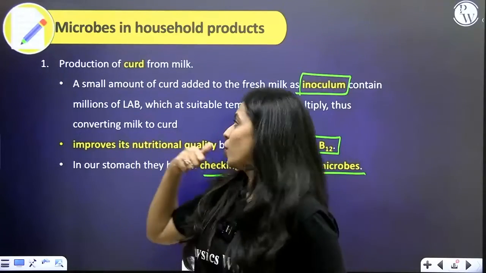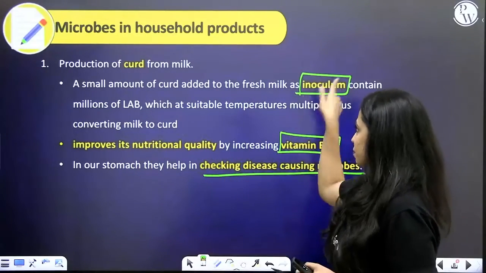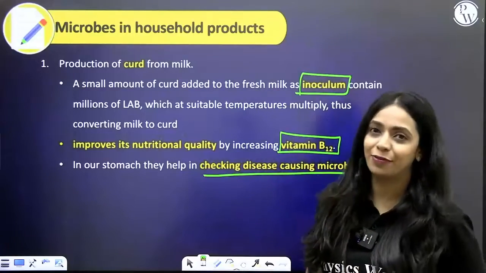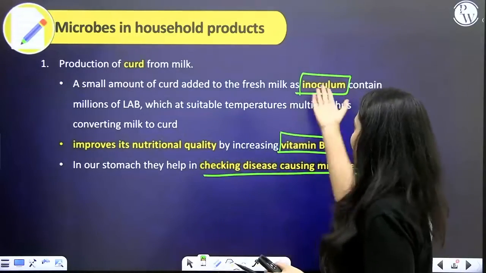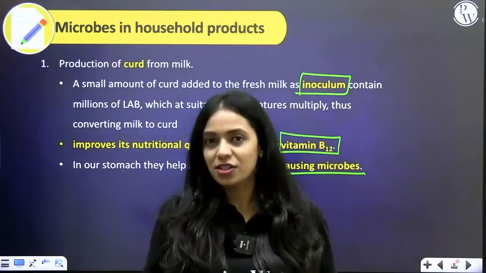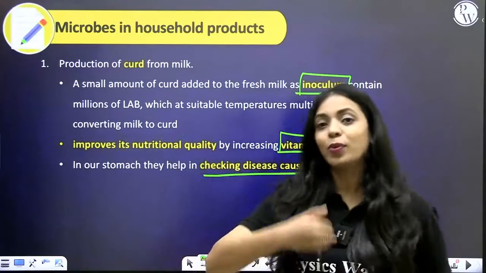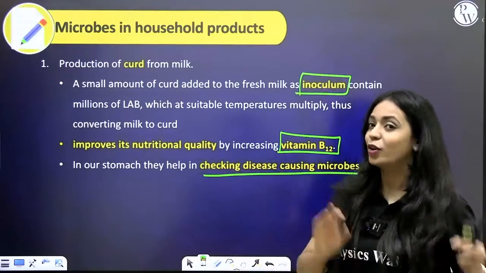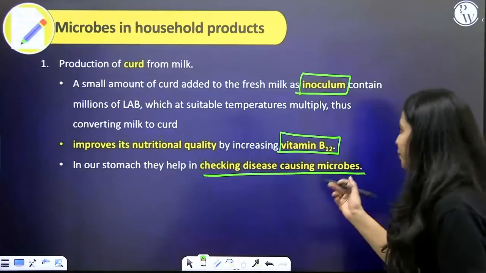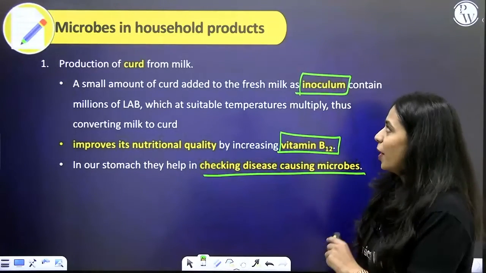So over here, the little bit of curd that you add to the leftover milk or fresh milk is called the inoculum. That will contain lots of lactic acid bacteria, and it will divide and multiply in the milk and cause it to get converted into curd. All right. So that's about curd.